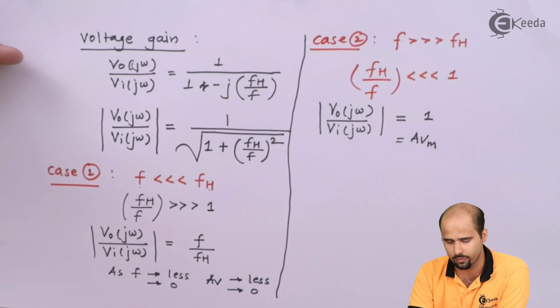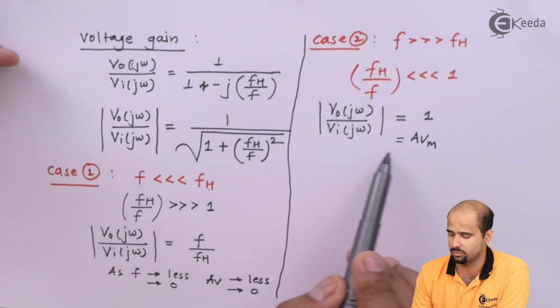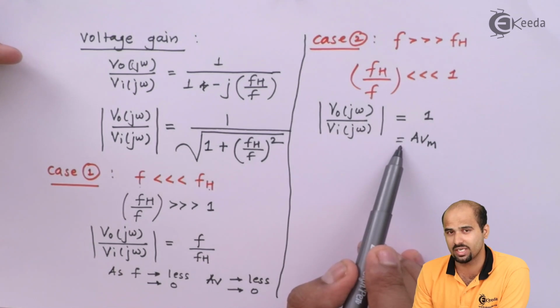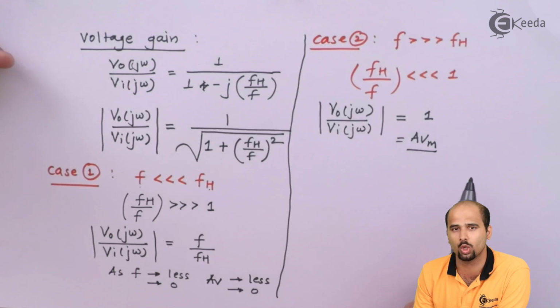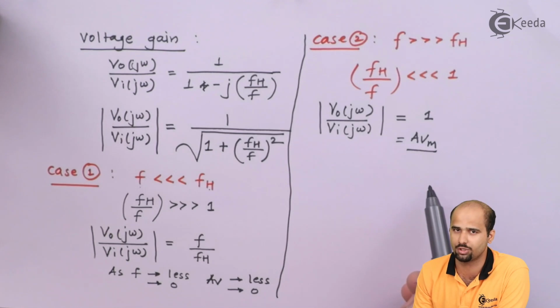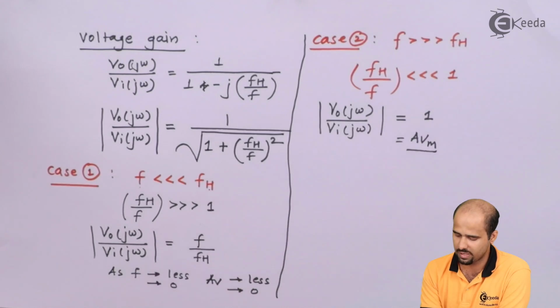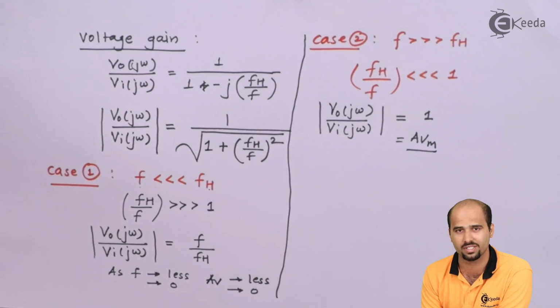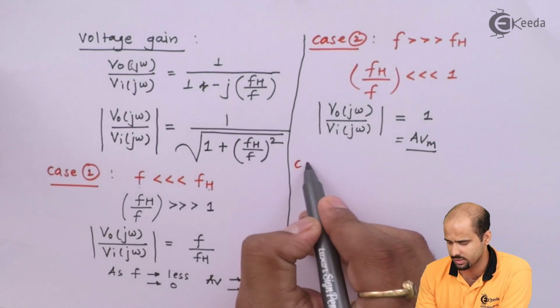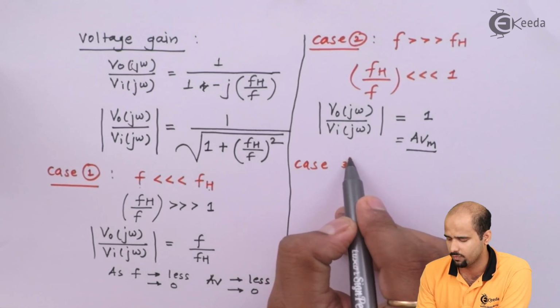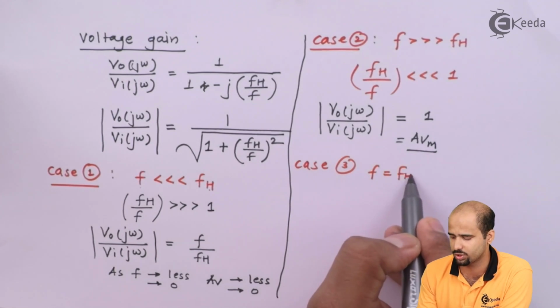So this is case number 2, where I can conclude that as frequency increases beyond the value of fh, my value of voltage gain will become constant and it is reaching towards the maximum value of voltage gain. Okay, so let's understand these two parameters we have discussed. Two cases we have discussed: f is less than fh and f is much greater than fh. So why should I not consider the particular value of f where f is equal to fh, right?